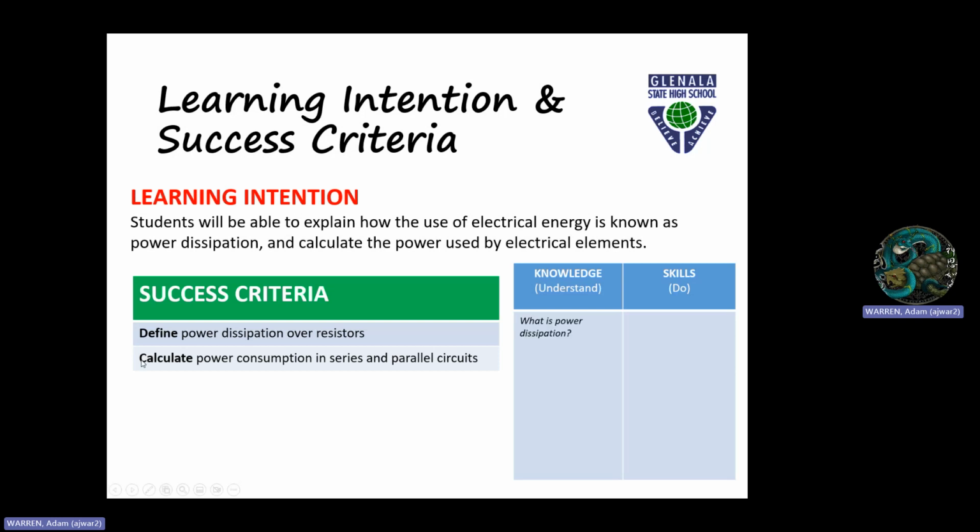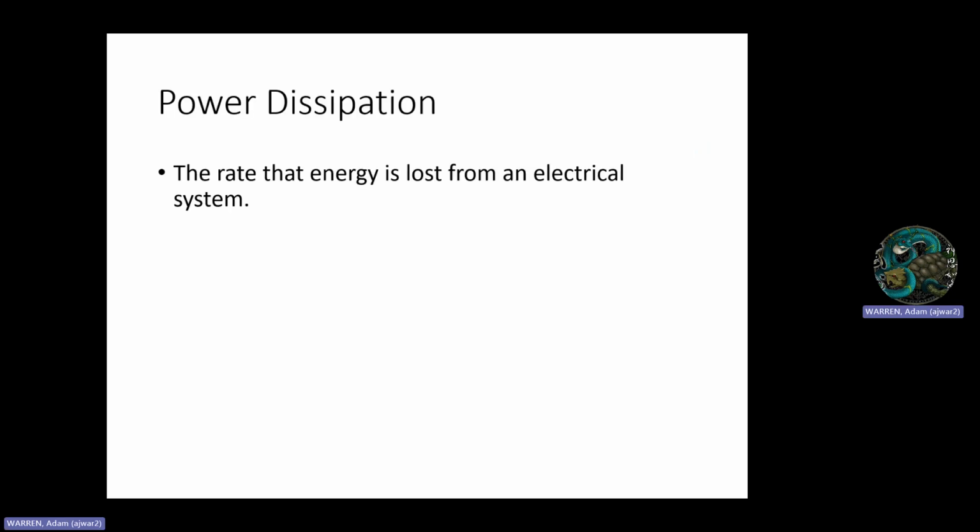2 bits of knowledge. Well, firstly, what is power dissipation? If we don't know, it's pretty hard to define it. The second, how do I calculate power dissipation? So we need to know some formulas. So what is power dissipation?